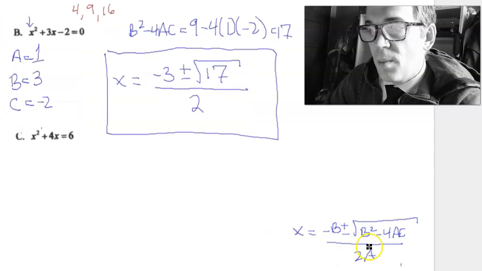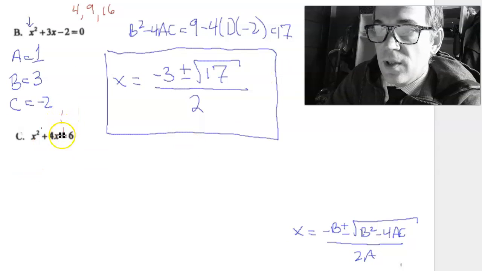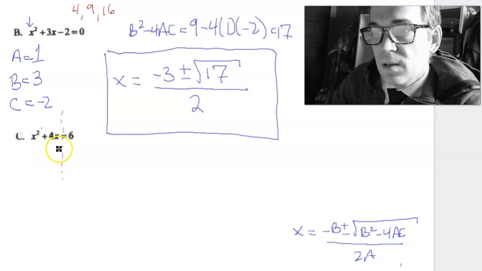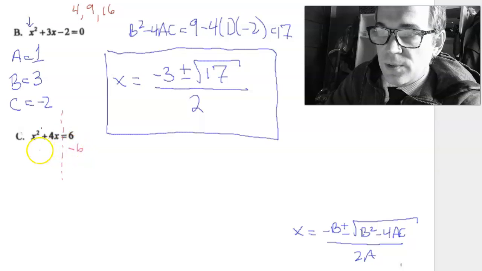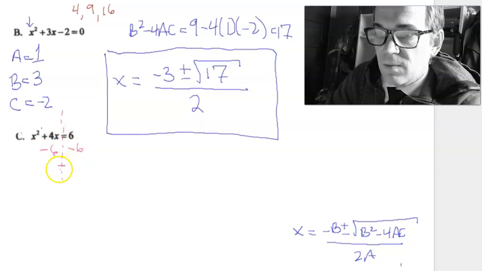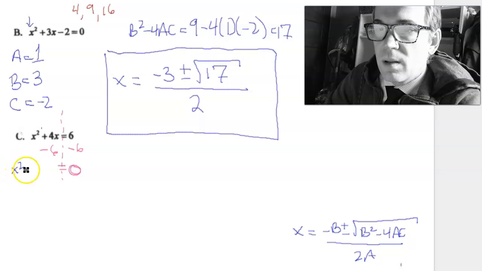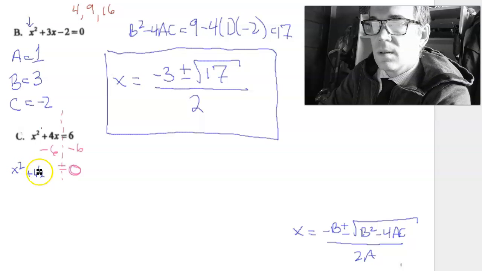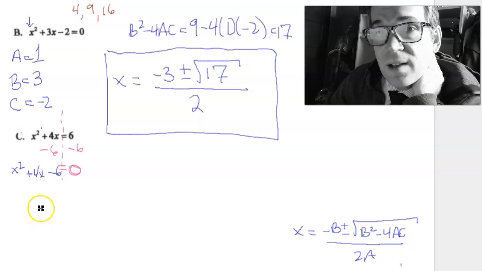Now what makes question C a little bit different is that it's not equal to 0. And this formula only works if one side of the equation is going to equal 0. So what I'm going to have to do first is get one side equal to 0. So one side's got the x squared plus the 4x. The other side has a 6. Let's make this side equal 0 by subtracting 6 from both sides. 6 minus 6 will make this side 0. And then there's no like terms over here. So we're going to be left with x squared plus 4x minus 6 equals 0. It's really important that we move that 6 over because it affects the value for c.